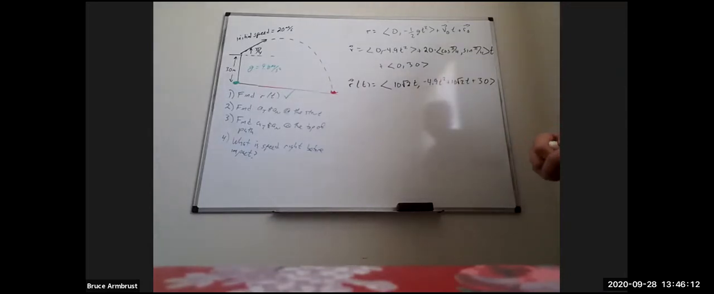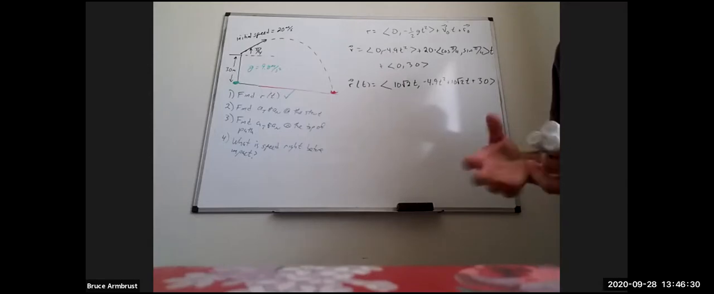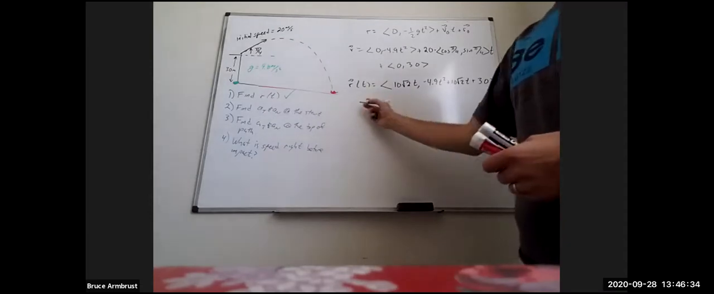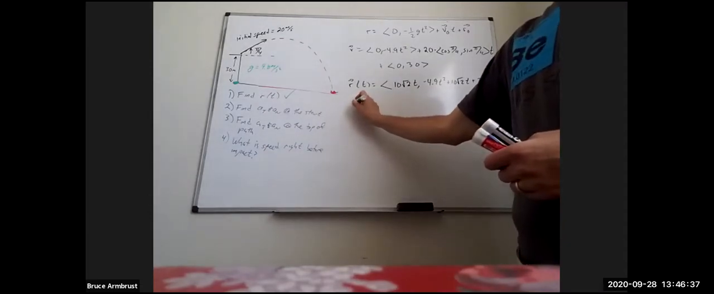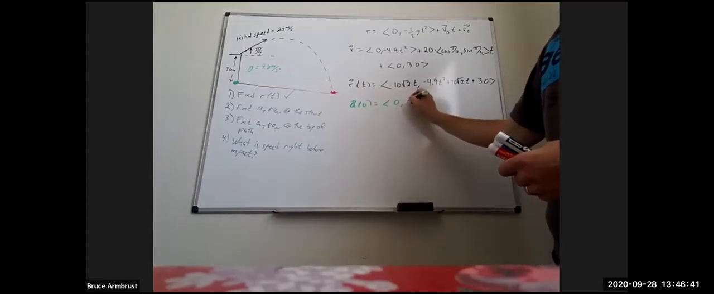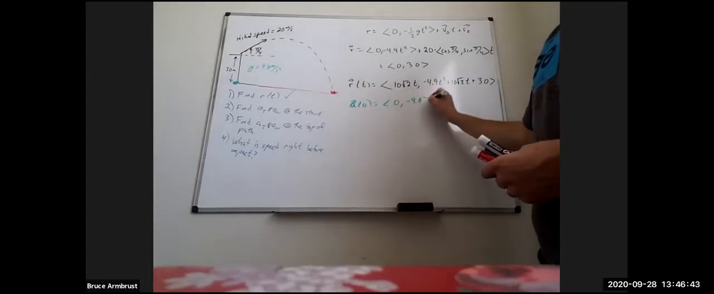Okay, so then it says, well, let's go ahead and find a sub t and a sub n at the start. So at the start, that's going to be t equals 0. So maybe let's look at the acceleration and the velocity and do kind of what we did just a minute ago. So we know that a of 0 is 0, negative 9.8.